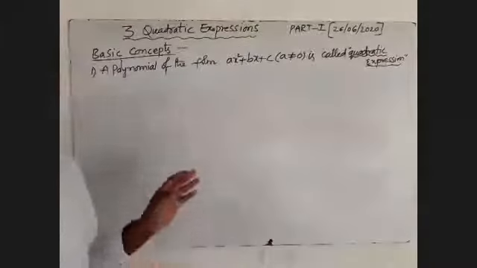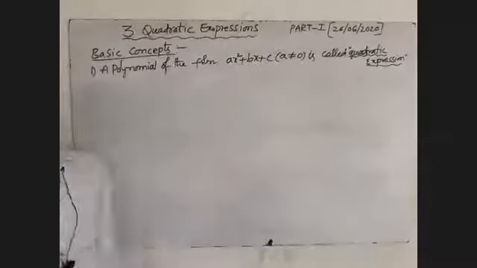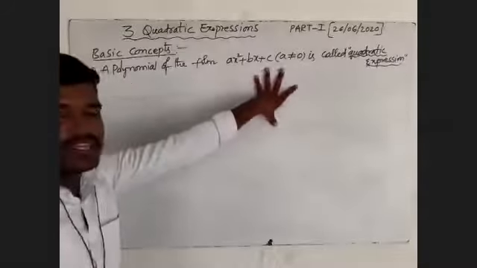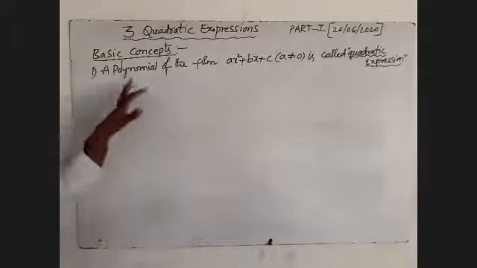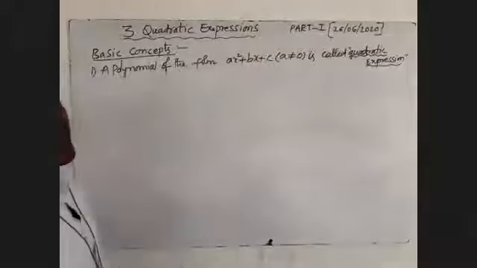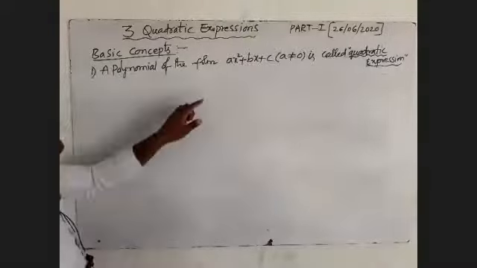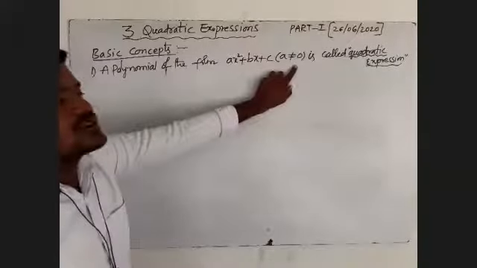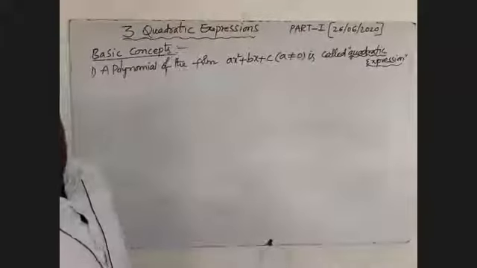Once again I will explain this one. A polynomial of the form ax square plus bx plus c, where a does not equal to 0, is called a quadratic expression. What is a quadratic equation? A polynomial of the form ax square plus bx plus c equal to 0, where a does not equal to 0, is known as a quadratic equation in variable x.